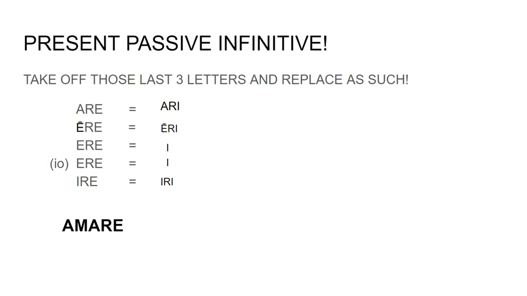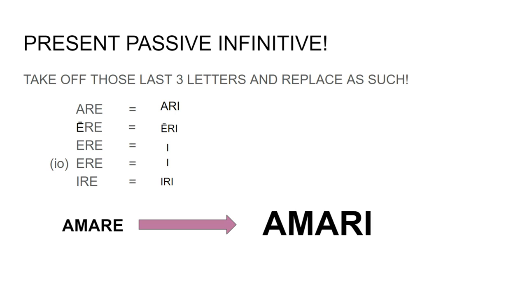All right, here's an example. Amare. You know what? You love it. In fact, it means to love, right? We have that R-E ending, specifically A-R-E. If we want to change that to the passive, we're going to take off all 3 letters, A-R-E, and replace them with A-R-I, amari. Easy.